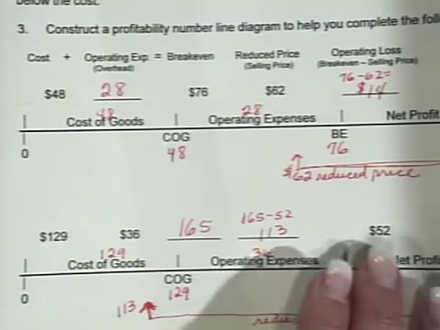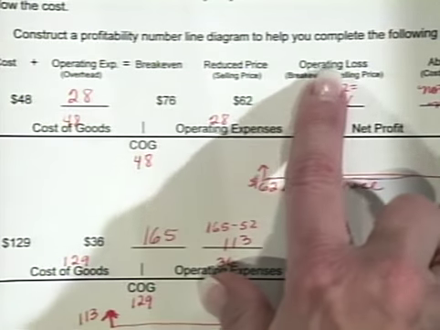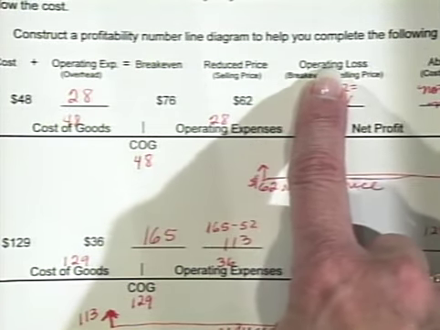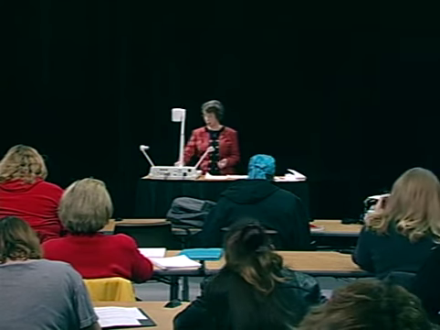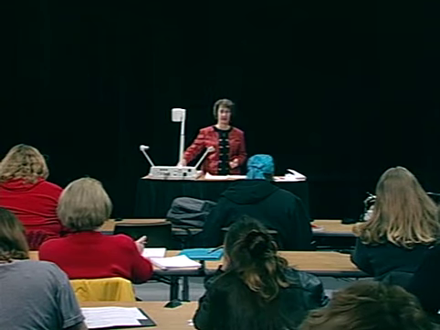Here's what I know. I know that I have an operating loss of $52. If I have an operating loss of $52, what does that tell me? I sold the item for $52 less than the break-even point. That's right. So I need to think, what is the actual reduced price? The break-even point was $165. I sold it for $52 less than that. Do your calculations. What's the number? $113.